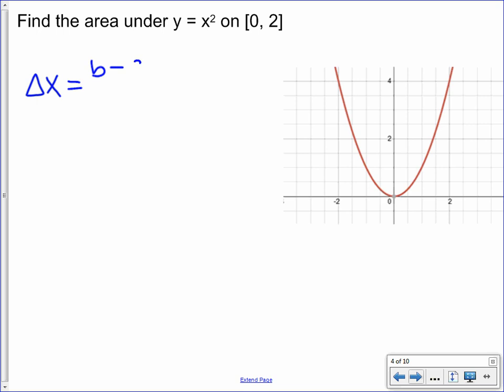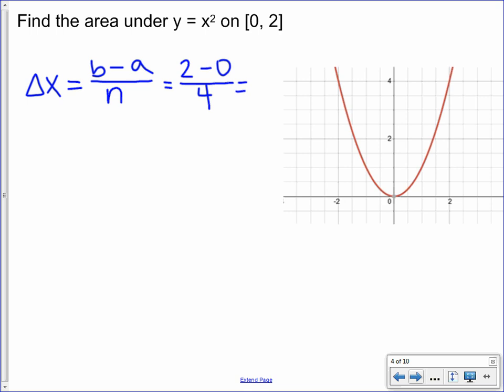Delta x equals b minus a over, what do you think? N. So the end of your interval minus the beginning of your interval divided by how many rectangles you want. N is how many rectangles you want. In this case, we have 2 minus 0, and I want to use 4 rectangles. Why 4?